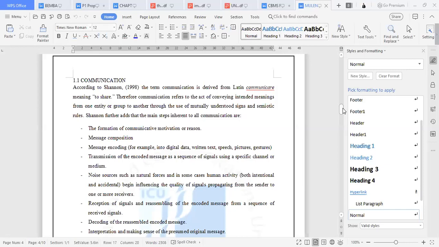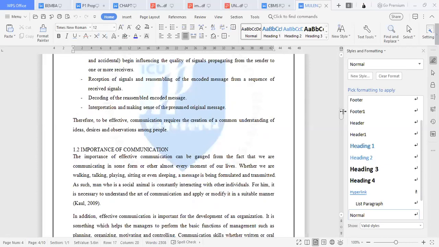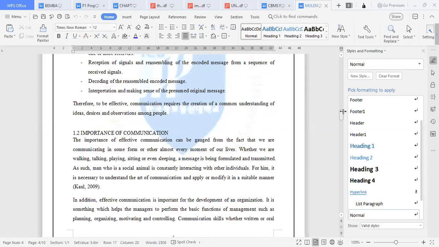Remember, don't just have a work that is full of citations and other scholars' concepts, we also need to hear your voice. So after you define, make sure you explain that definition. Okay, so this is defined like that. So after stating this, then therefore communication refers to the act of conveying intended meaning from one entity or group to the other. Okay, so after defining that, explaining that, therefore, to be effective, communication requires the creation of a common understanding of ideas, desires, and observations among people.